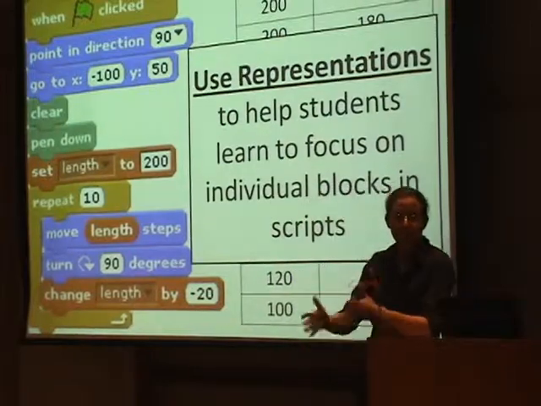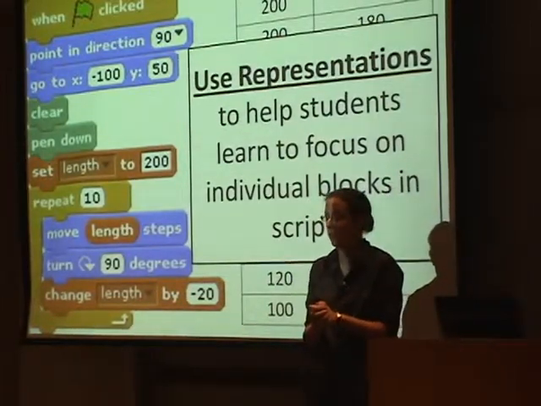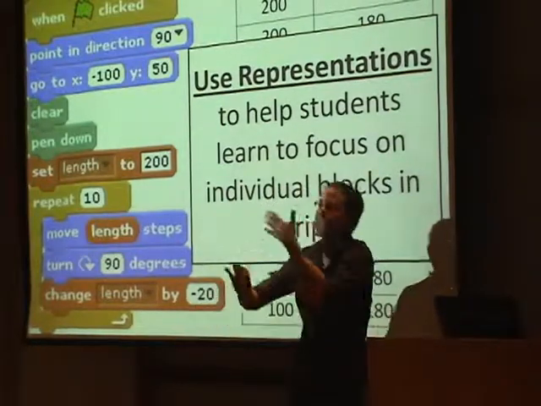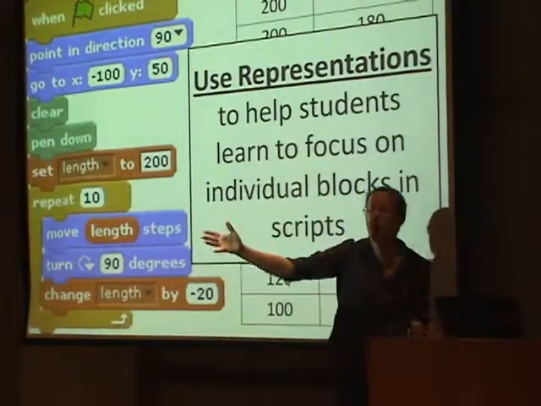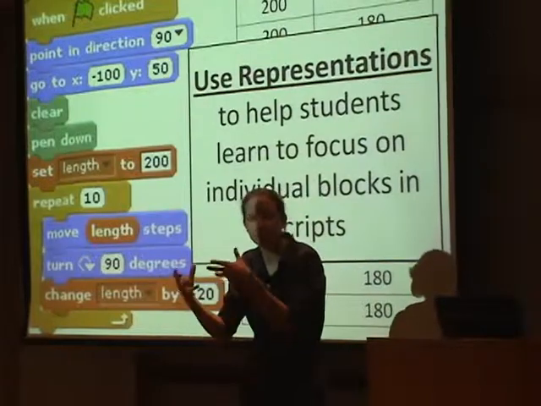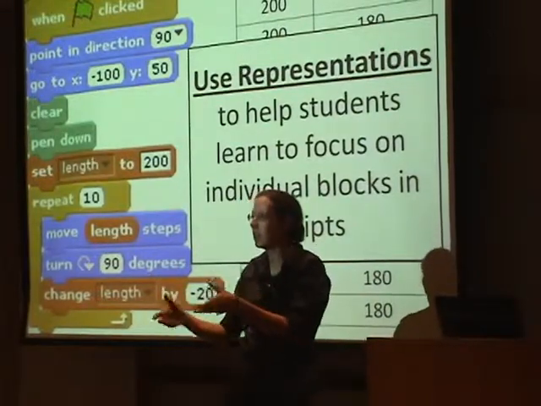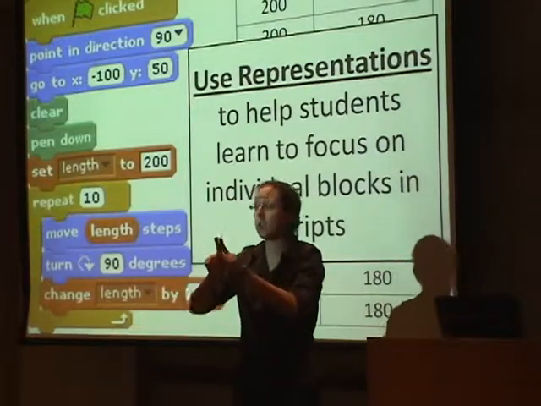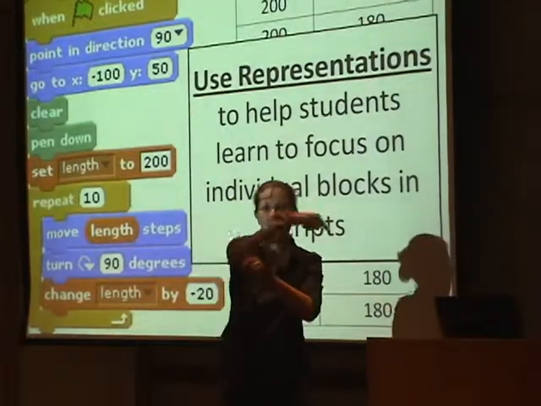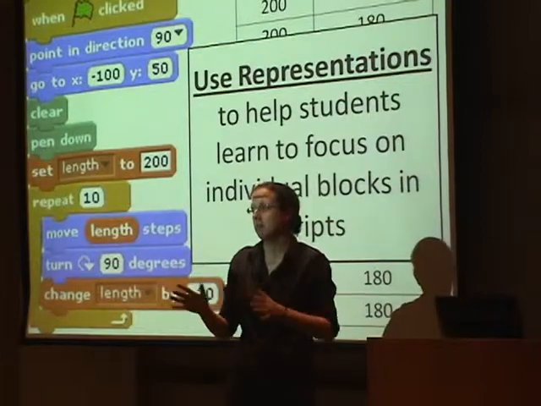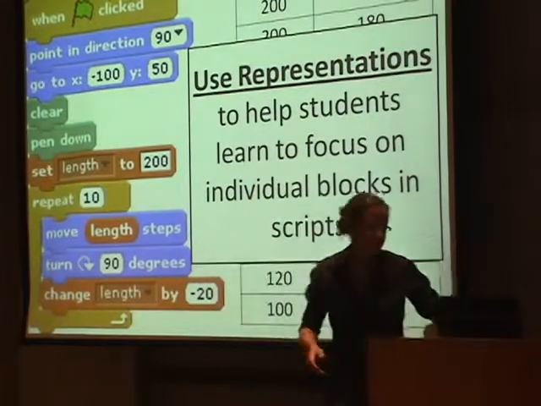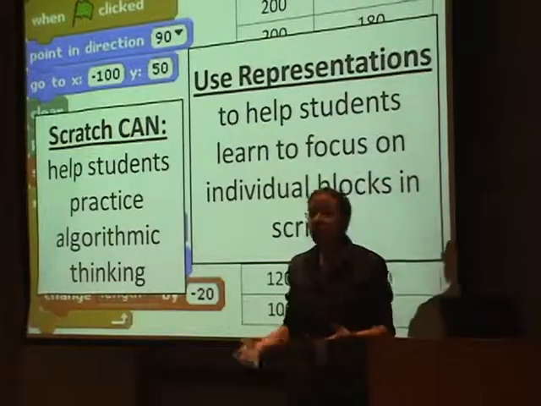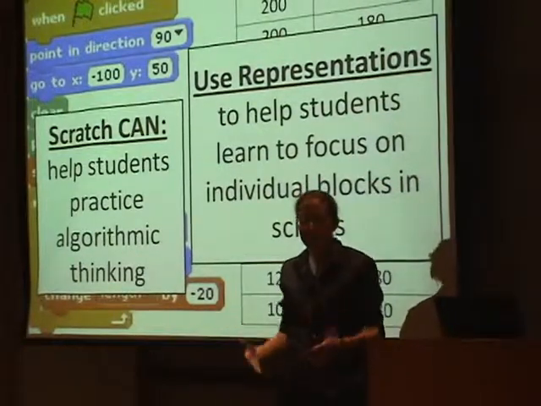So the big thing from here is use representations to help students focus on individual blocks in the script. A big thing students don't do is focus on individual blocks. They say, oh, that draws the square. But really in computer science, sometimes we're going to solve hard enough problems that we need to know how it draws a square. In what order does it draw a square? Do I want the square to start facing up? Do I want the square to start facing down? Those details are important.